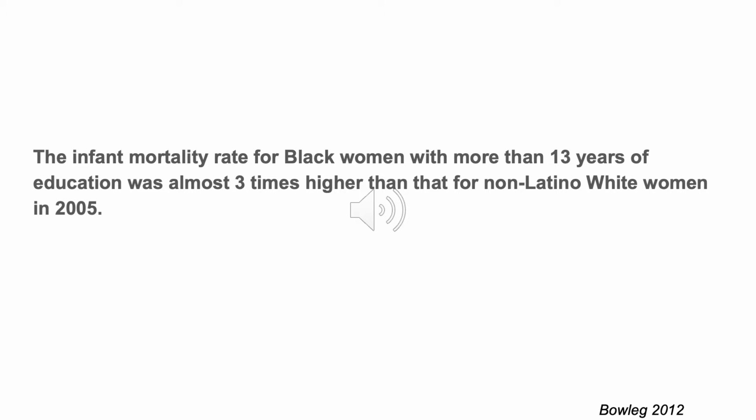So this next example takes a look at how intersectionality is used epidemiologically. In this statement, back in 2005, the infant mortality rate for Black women with more than 13 years of education was almost 3 times higher than that for non-Latino white women. There's a vast array of public health literature that describes the correlation between higher socioeconomic status and better health outcomes. People argue that intersectionality can provide an opportunity to nuance these empirically based statements that ultimately affect clinical relationships, public health programs, policy, etc.